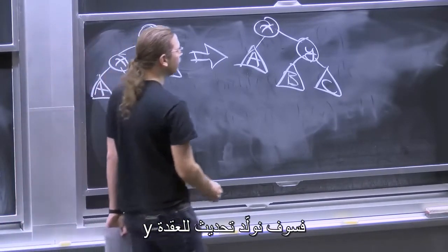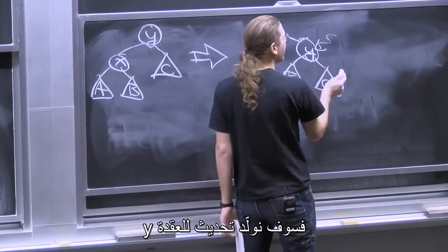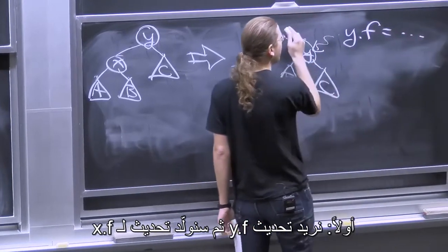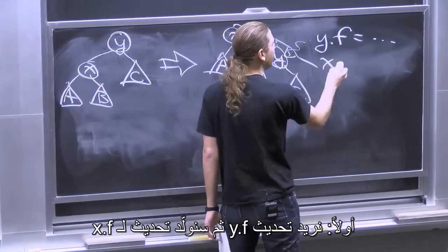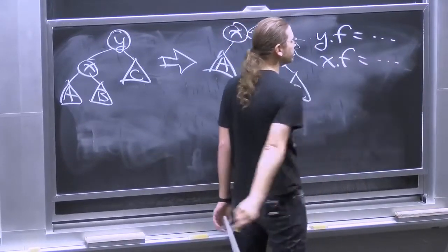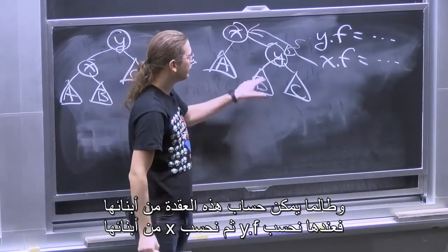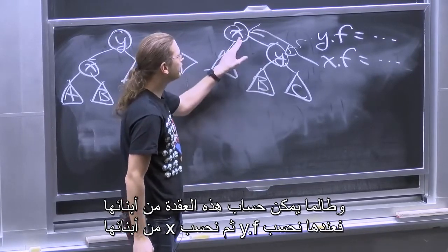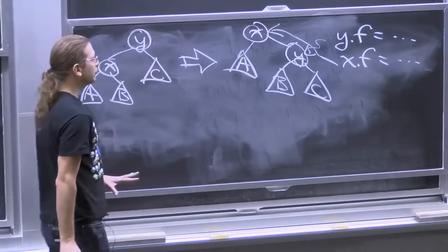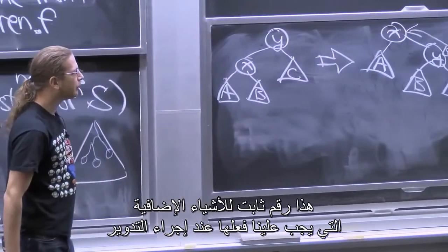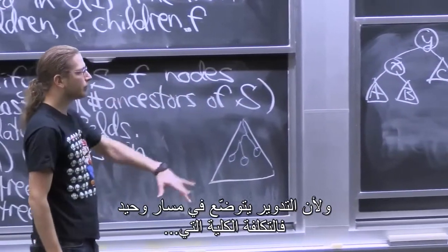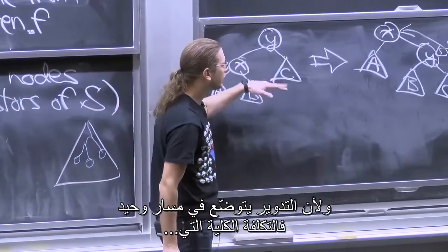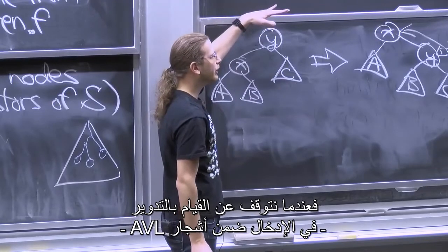So we would have to trigger an update of Y. First, we'd want to update y.f, and then we're going to trigger the update to x.f. And as long as this one can be computed from its children, then we compute y.f, then we can compute x from its children. All right, so a constant number of extra things we need to do whenever we do a rotation.